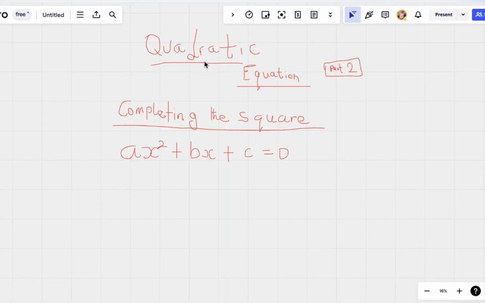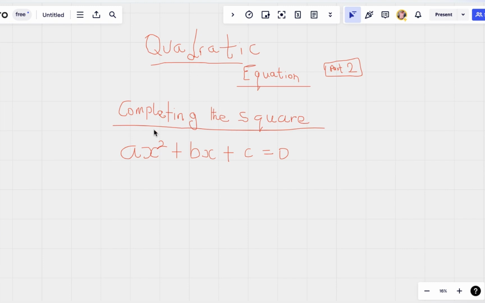We've handled quadratic factorization and the quadratic formula method in part 1. So both factorization and the formula method we handled in part 1. In part 2, we're looking at completing the square and probably the graphical method. Now let's take a look.